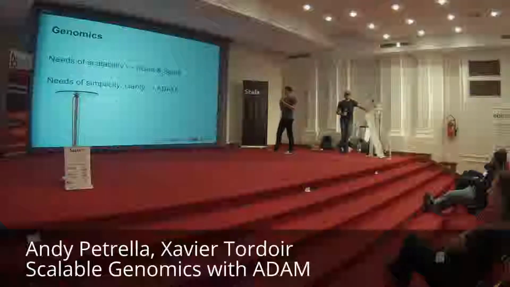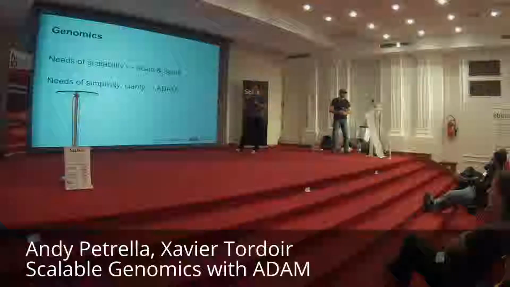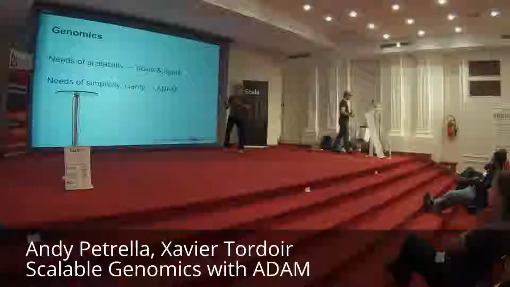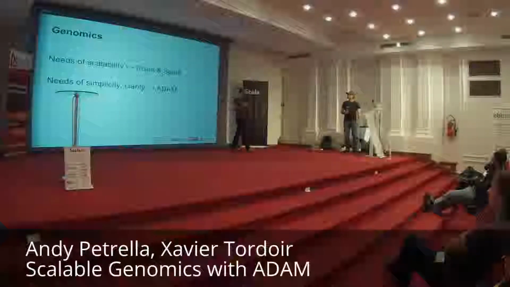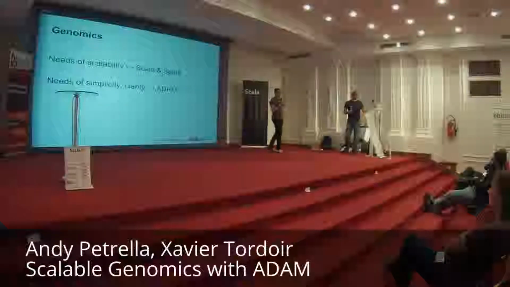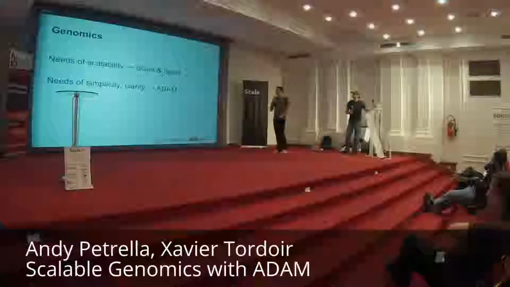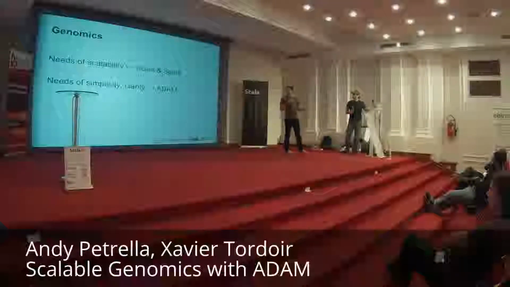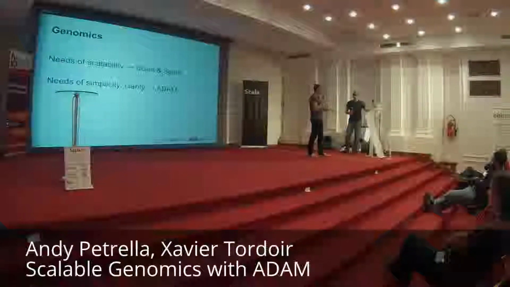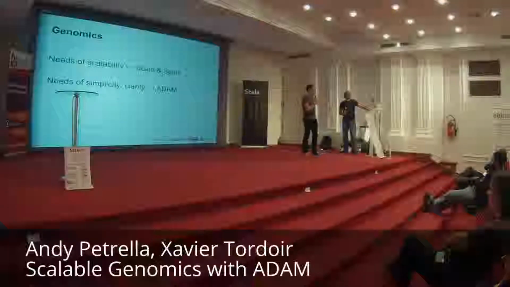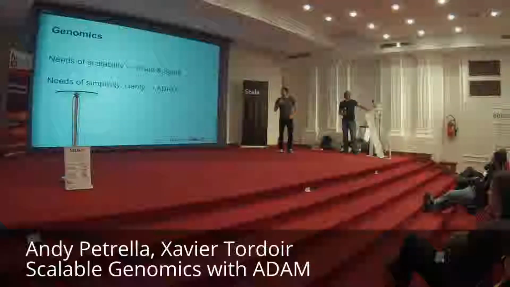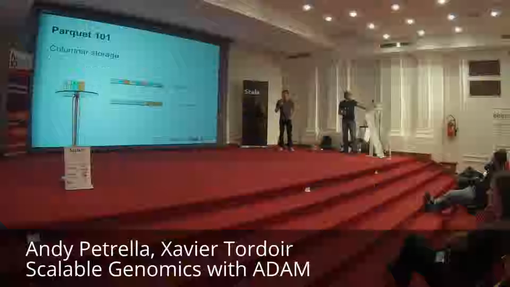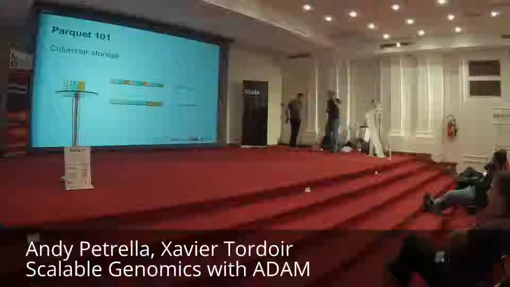So genomics needs scalability. And that's why Scala and Spark are providing tools to improve the situation. It also requires simplicity and clarity, and that's where efforts like AMPLab provide solutions as well. So yeah, that's the background of genomics.